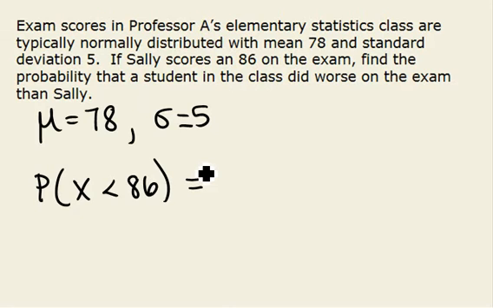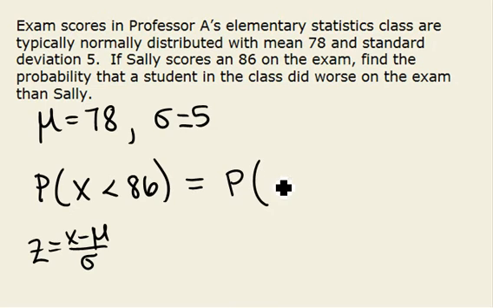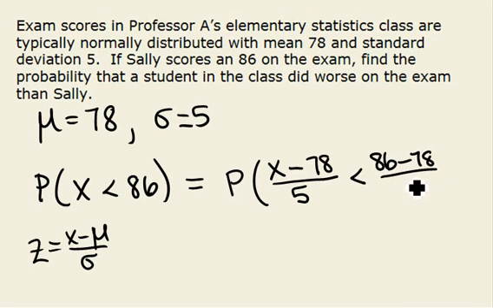In order to look it up in our table, though, we need to transform it or standardize it into a z. So to do that, we know the formula says that z is equal to x minus mu divided by sigma. So what we will do is take our values in our inequality, our x, subtract our mu, which is 78, and divide by our sigma, which is 5. We need to do that to every number within our equation, so we will take our 86 and subtract the mean of 78 and divide by our value of 5. And this will keep it so we have not changed the probability at all.